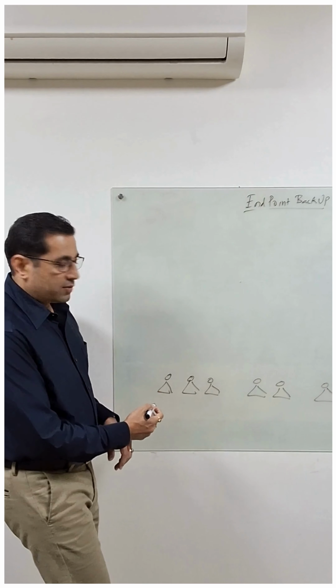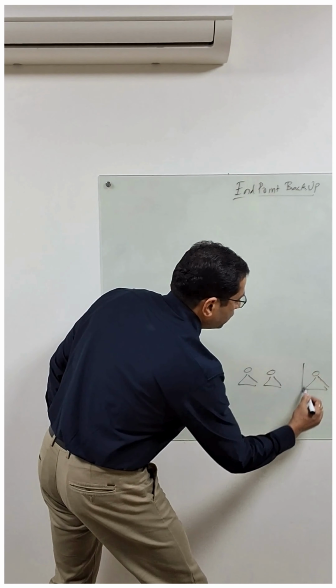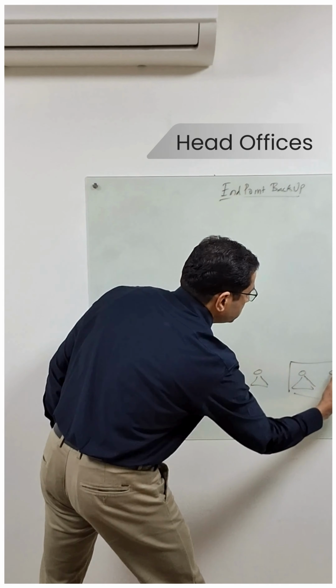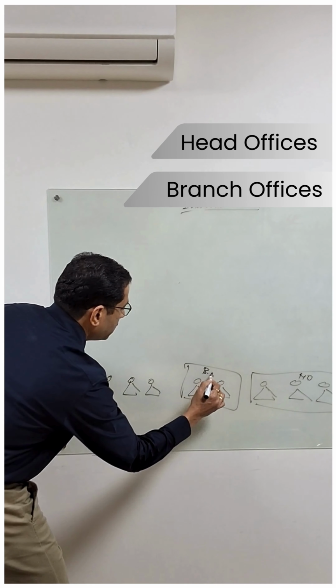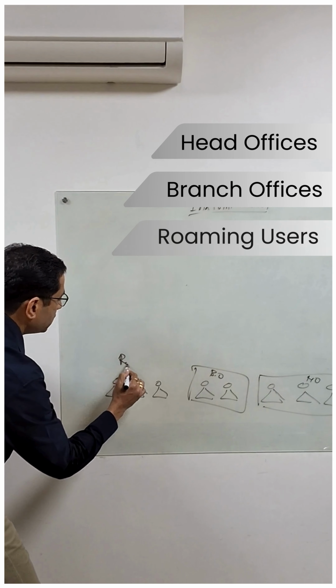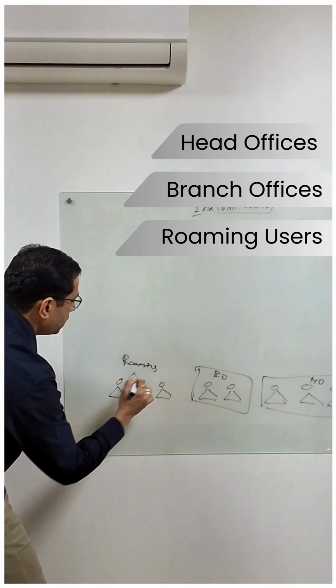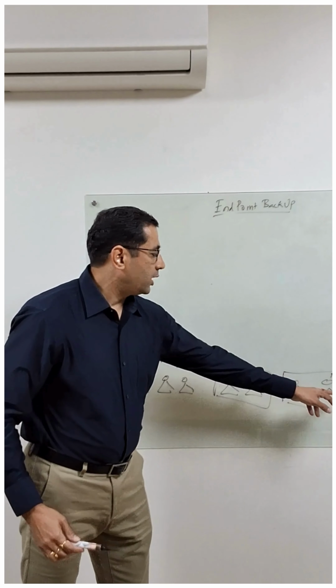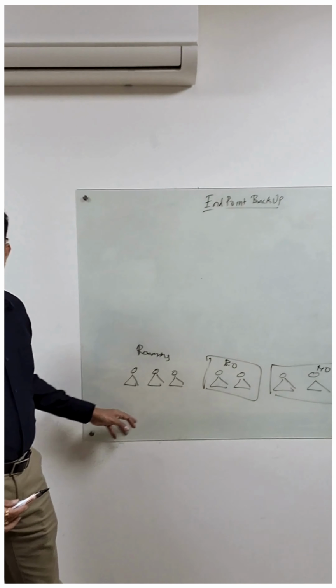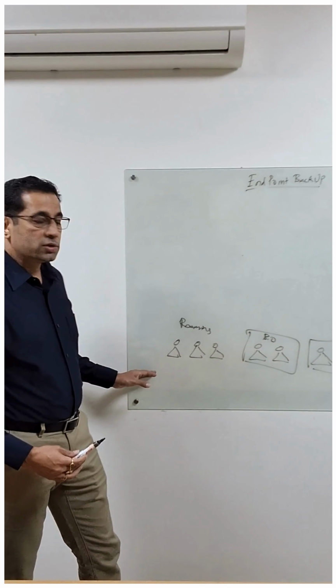In a typical business environment, you have your users sitting at your head offices, your branch offices, and there are roaming users. Now, users who work in the office also tend to work from home. That time they are actually roaming users.